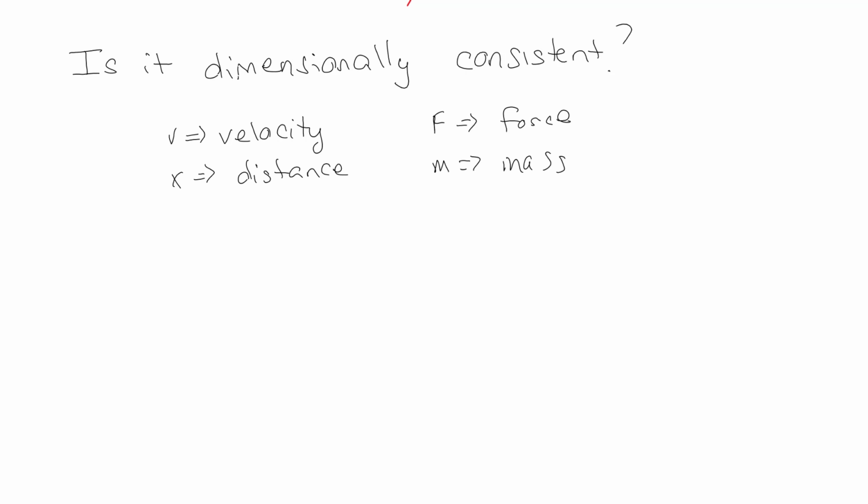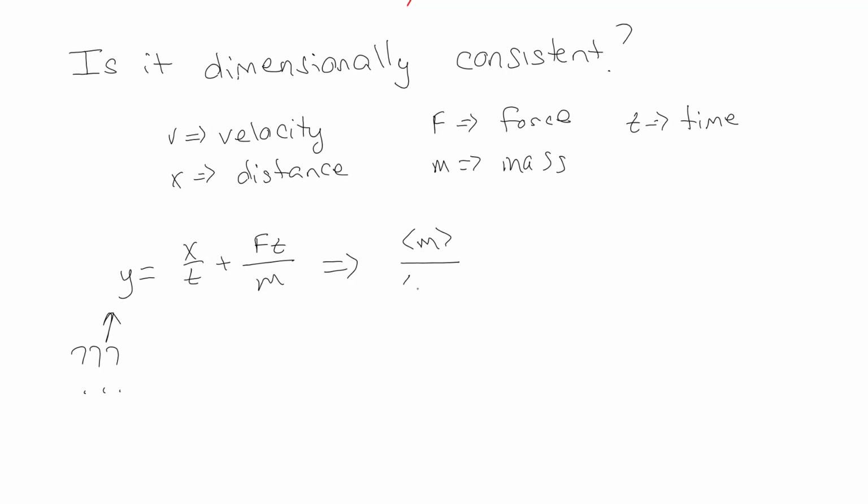So let's say you've got this equation, and I'll say y is equal to x over t plus ft over m. And you're like, what is that? That doesn't look like any equation I've ever seen in my life. So the question is, what is y? I don't know what y is. But I can go, okay, I've got a distance, and for me it's easier to use meters. So x over t is like meters per second. You can do this in miles per hour or whatever, I just like to use meters because it's less to write.